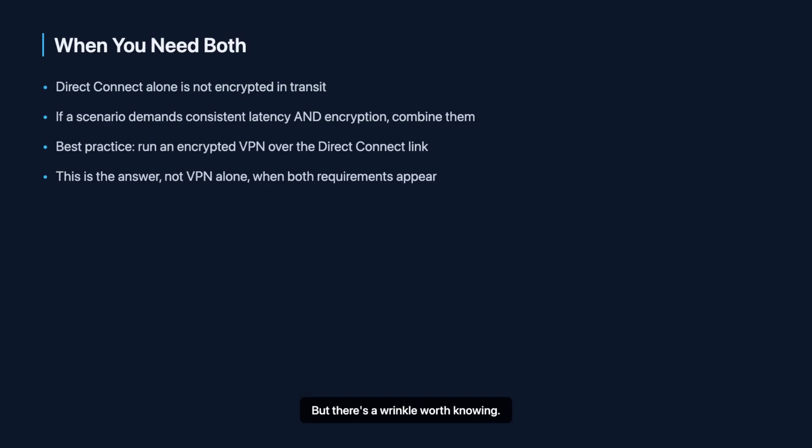But there's a wrinkle worth knowing. Direct Connect, by itself, is not encrypted in transit. So what happens when a scenario demands both consistent latency and encryption? Neither service alone satisfies both. The best practice answer is to combine them. You run an encrypted VPN over the Direct Connect link. That gives you the steady, predictable latency of dedicated fiber plus the encryption of the IPsec tunnel. So when you see both requirements in one scenario, the answer is Direct Connect plus VPN, not VPN on its own.